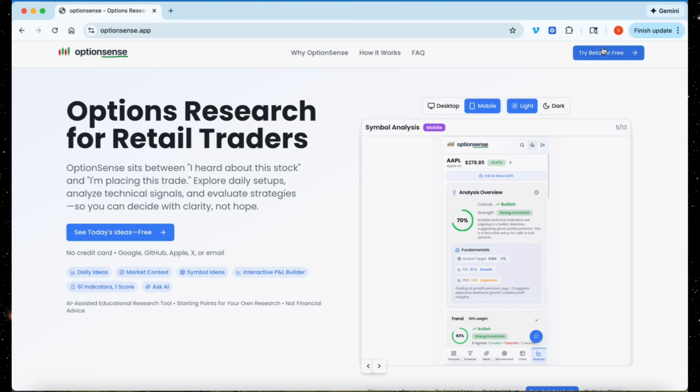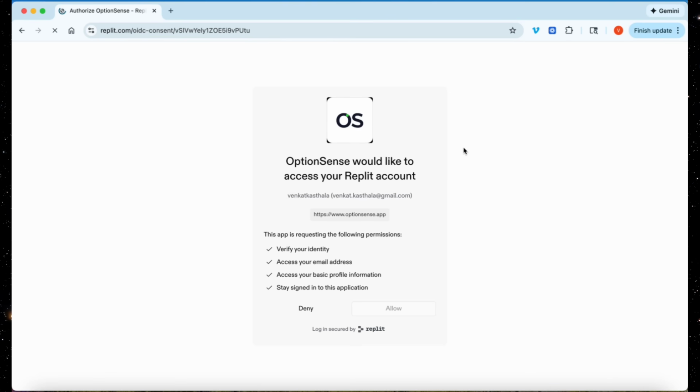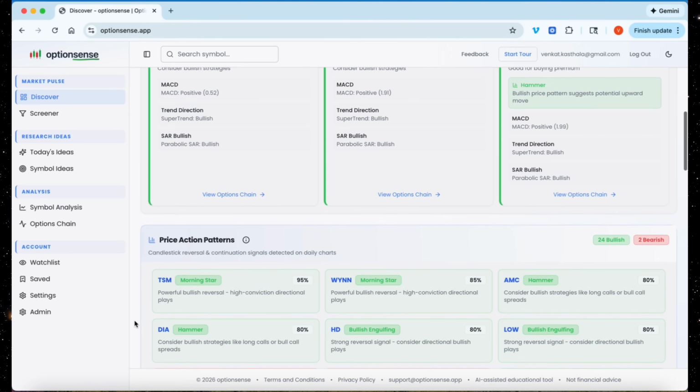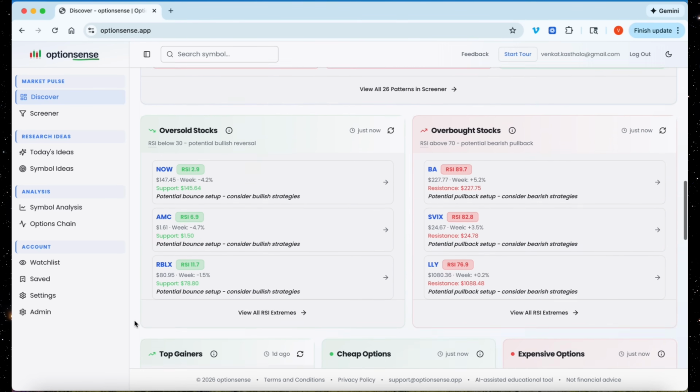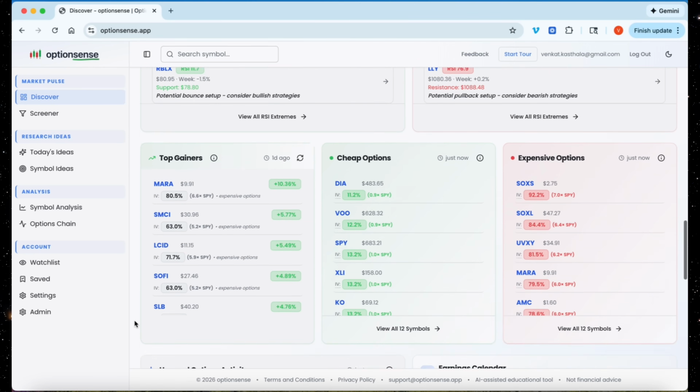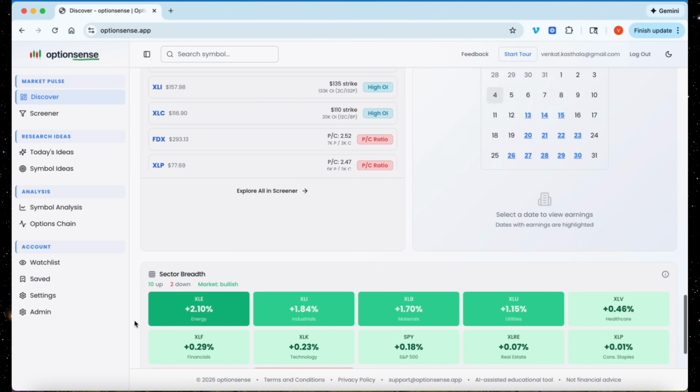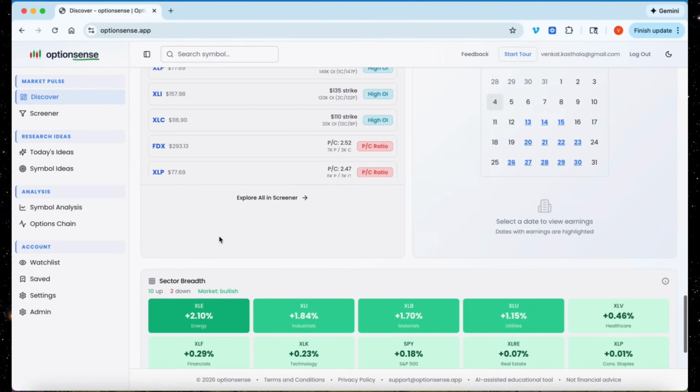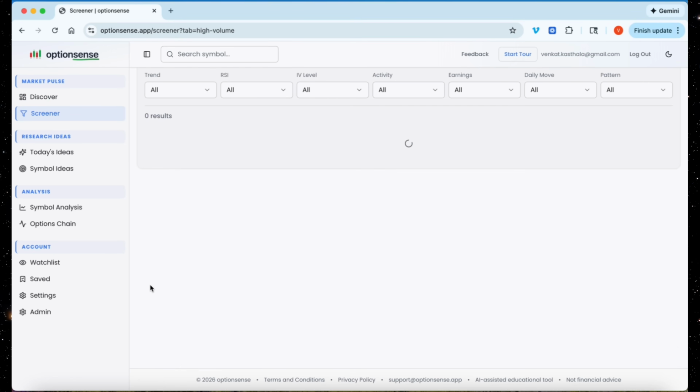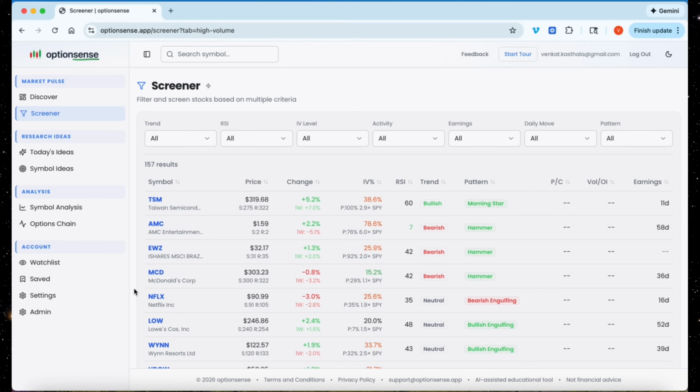It sits between "I heard about this stock" and "I'm placing this trade." When you log in, you land on a dashboard that shows what actually matters right now: active setups, price action, cheap options, unusual options activity, and more. Click into any section, and you're taken to a screener where you can filter stocks further.